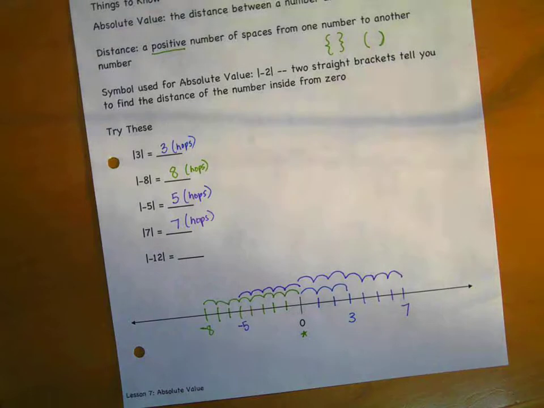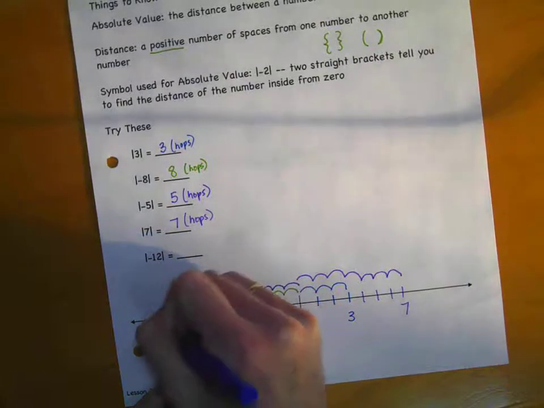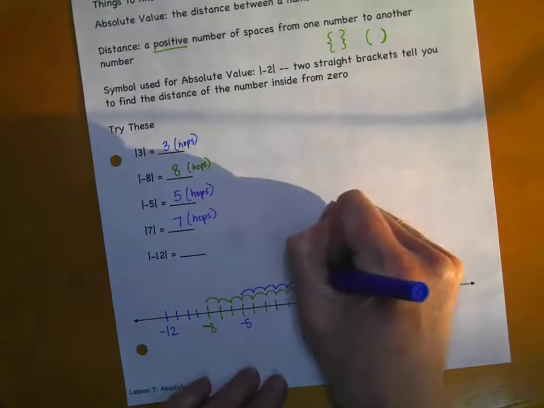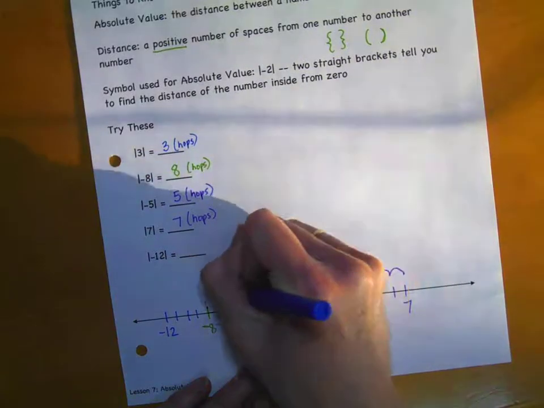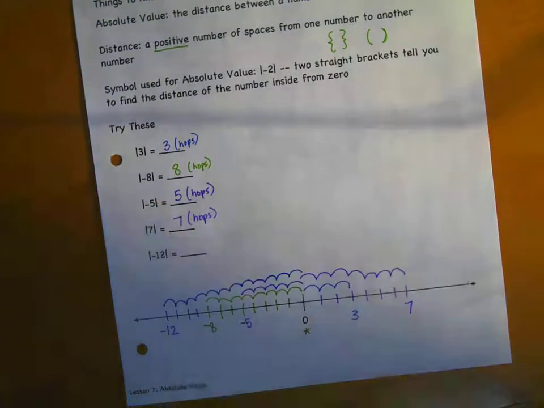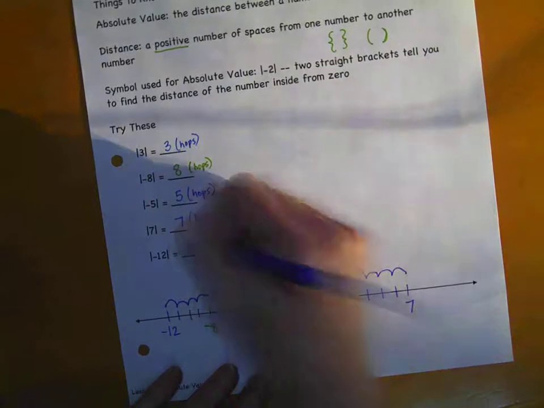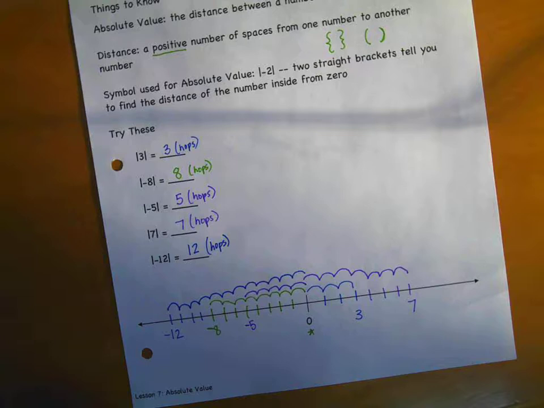Okay? And then our last one, it says negative 12. So we'll try negative 12. That would be negative 9, negative 10, negative 11, negative 12. So negative 12 sits right here. And again, start at 0. 1, 2, 3, 4, 5, 6, 7, 8, 9, 10, 11, 12. And I went 12 hops. So the absolute value of negative 12 is 12, or 12 hops, because that's the distance from 0 to negative 12. Okay? So absolute value is actually really fun.